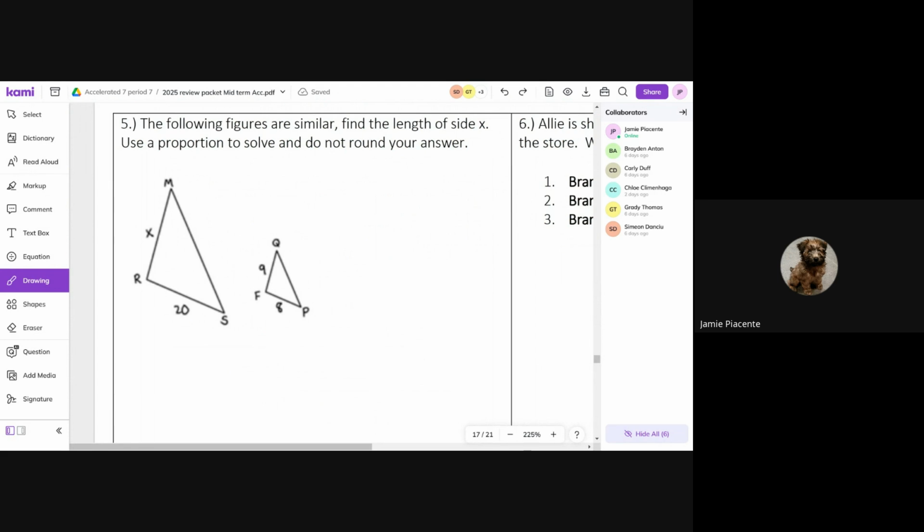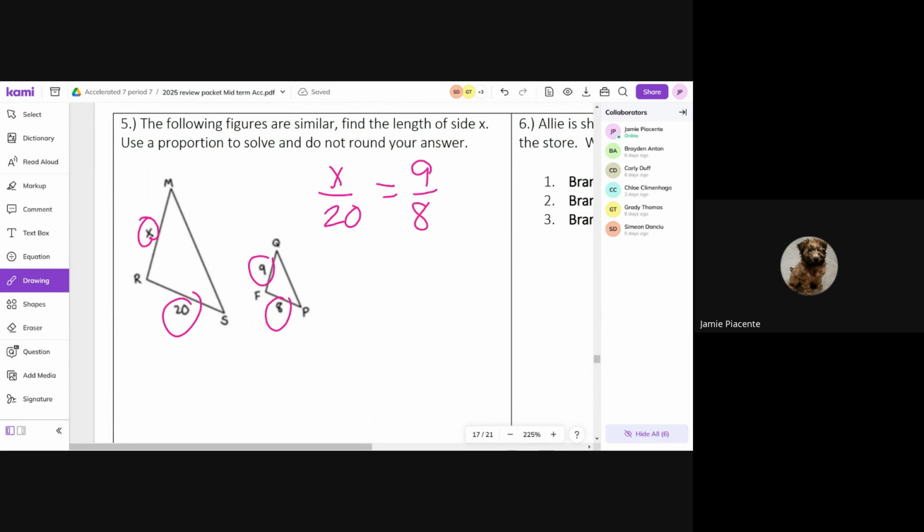The following proportions are similar. Find the length of side X. Use a proportion to solve. Do not round your answer. So we need a proportion to solve this. We are going to do our first triangle and then our second triangle. So our first triangle, let's do this side to this side. So X to 20 equals, now the same thing, 9 to 8.